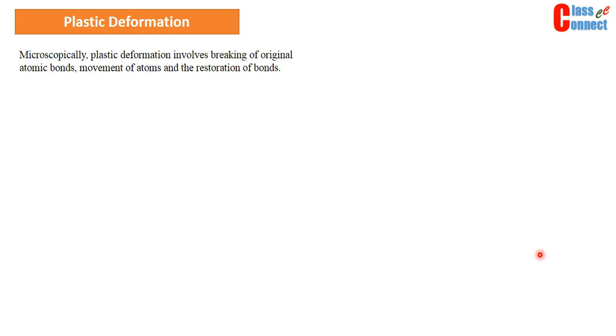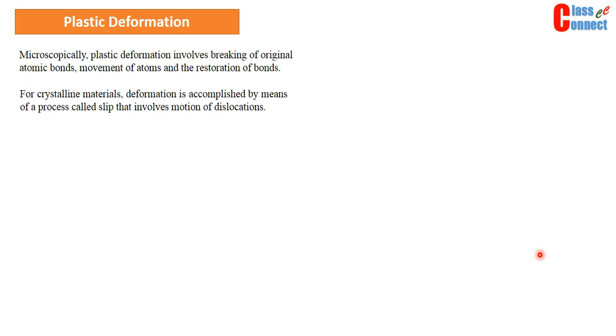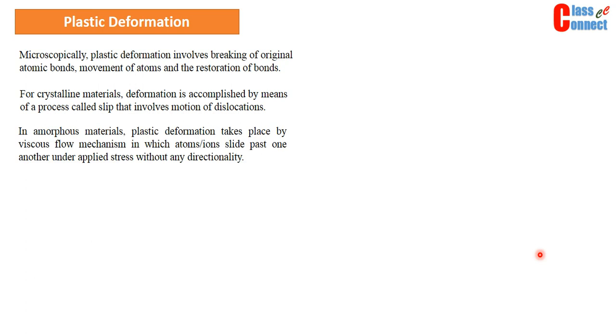Now let us consider what exactly how the material behaves when it is plastically deformed. So this plastic deformation is the breaking of original atomic bonds, movement of atoms, and then restoring. For crystalline material, deformation is accomplished by means of a process called slip and involves motion of dislocations, a metallurgical phenomenon. In amorphous materials, plastic deformation takes place by a viscous flow mechanism in which atoms slide past one another under applied stress without any directionality.